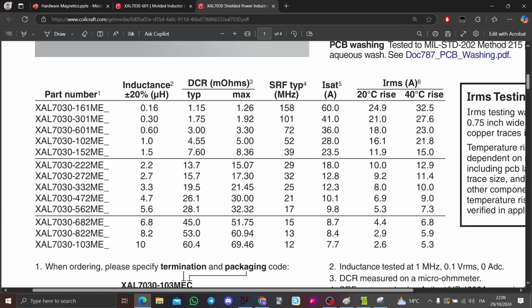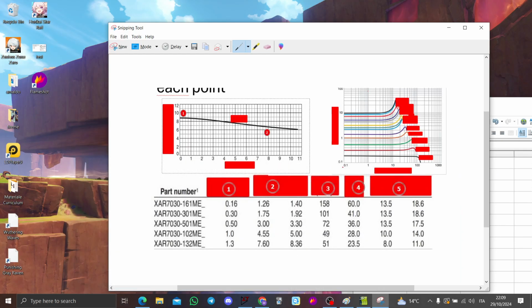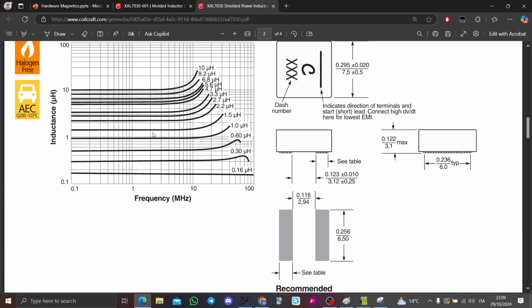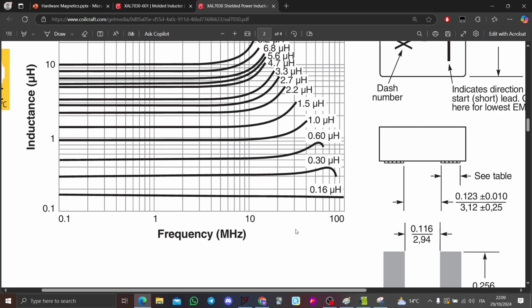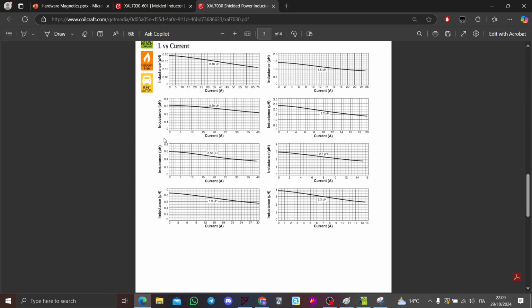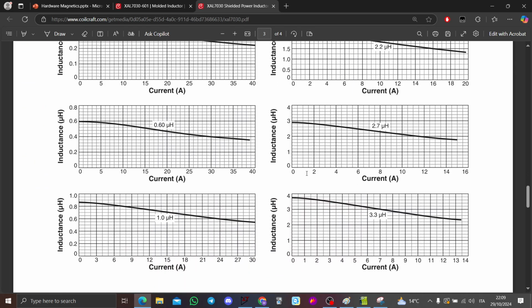That the first was inductor, the second was DCR. Okay, so we got the picture. Maybe if we go forward in the datasheet, we can even find... Okay, so as you can see, these are the frequencies, and these are the inductance. These are the curve sheet power inductor of a current, as I said before.